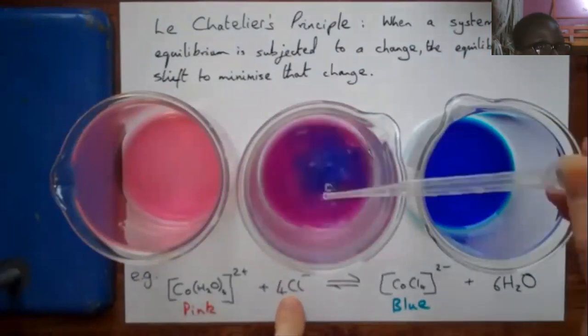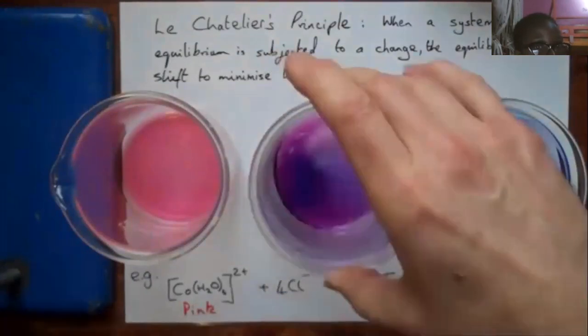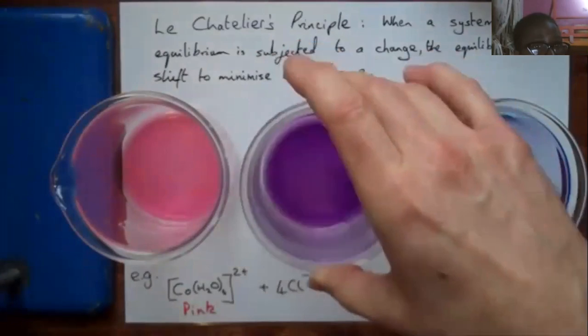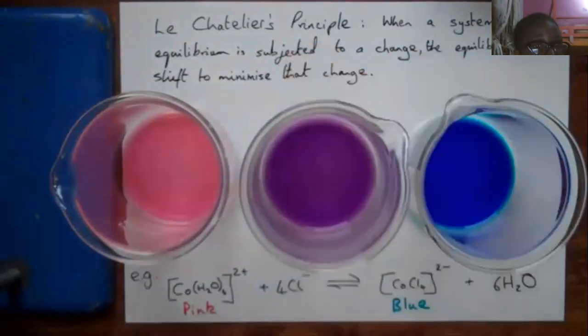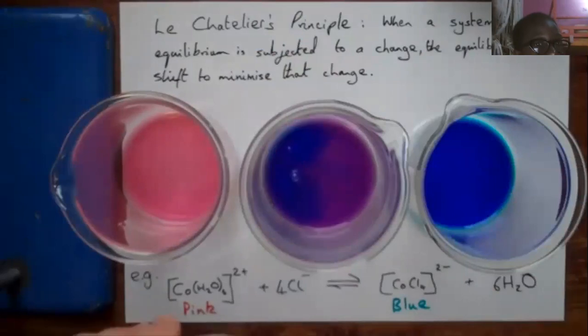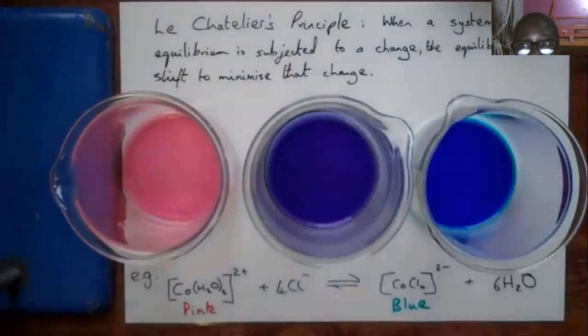You see the solution goes blue. If I stir it round, it's not fully blue, but it's gone a darker purple, a bluer purple. And if I keep adding hydrochloric acid, you can see a very intense blue color there. Eventually, we will get to a complete blue. We're not quite there yet. We've still got some water present.